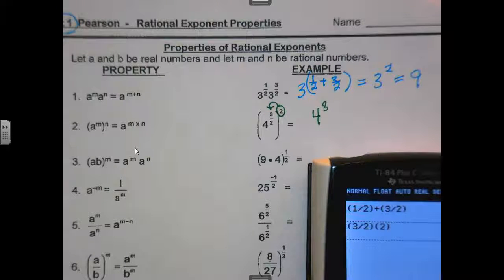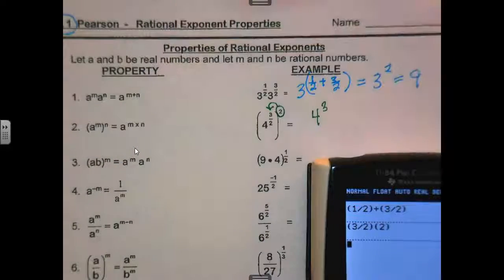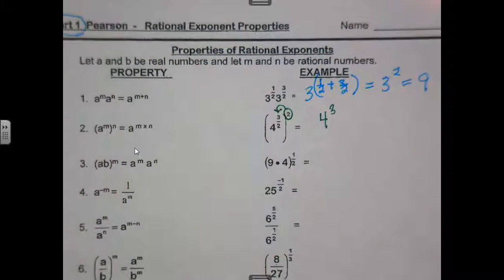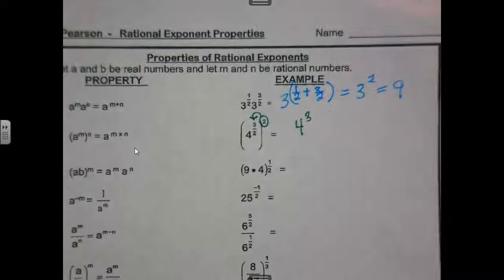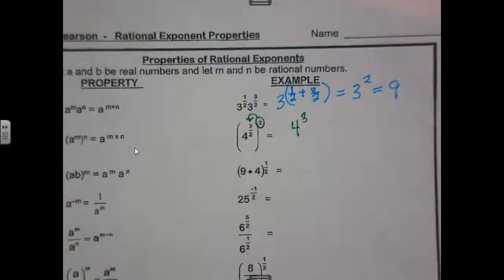Okay, then we have the product property when we have the same bases. What do we do? Plus sign. You add the exponents.